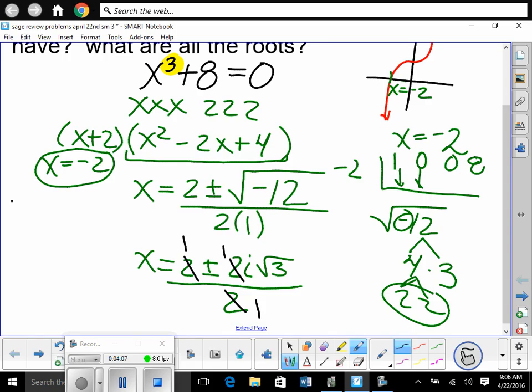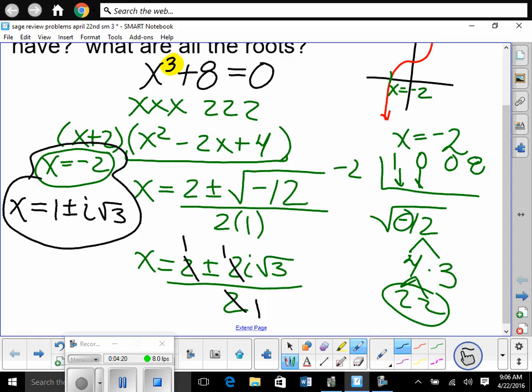So our final answer will be x is equal to 1 plus or minus 1i, which is just i, square roots of 3. And then divided by 1 is just itself, right? So this would be our final answer. There's all 3 solutions. Questions? Okay, next problem.